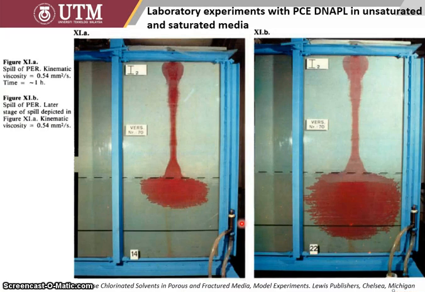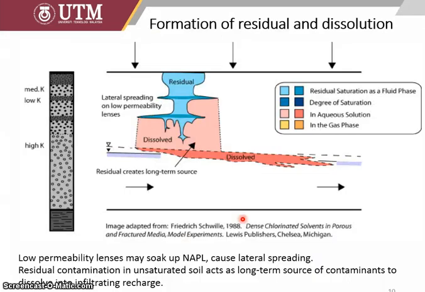So this is another representation of how far the dense NAPL can go in unsaturated and saturated media. Of course, in saturated media they can go further. And this is another representation, where we can see the differences of K, hydraulic conductivity, in soil. The higher the hydraulic conductivity, the further the contaminants can go.